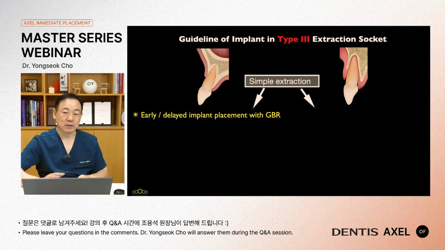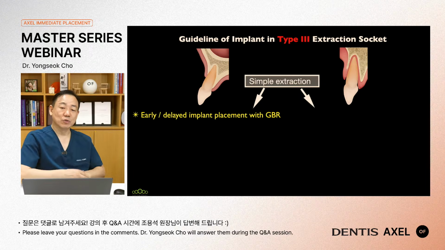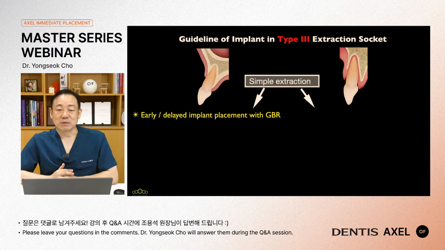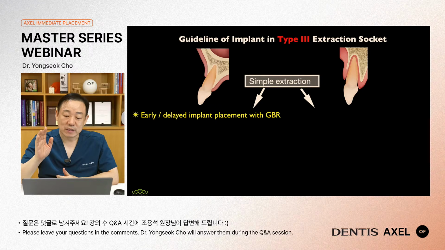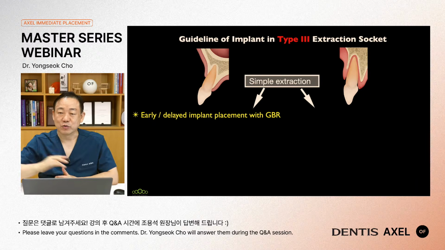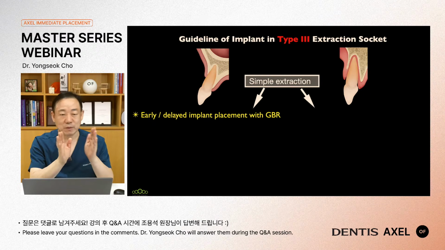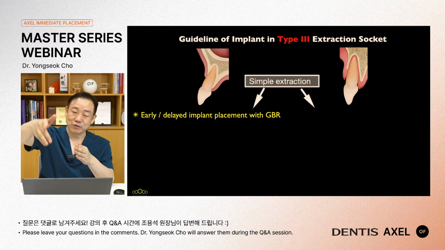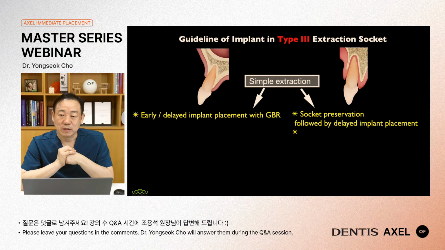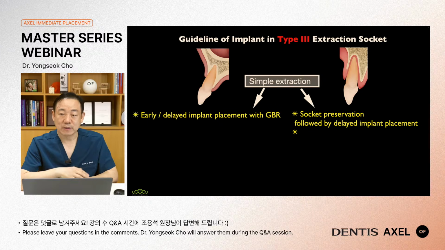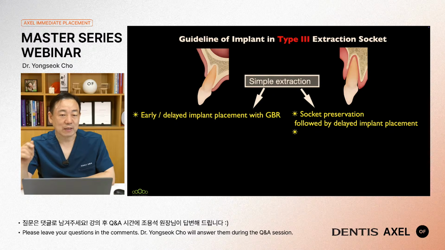In the left situation, I recommend you do early or delayed implant placement with the GBR. That means just extract. However, when it is the right situation, which is severe mobility and encapsulated by fibrous tissue, we can do this option: socket preservation followed by a delayed implant placement. During the extraction, we do something and wait.